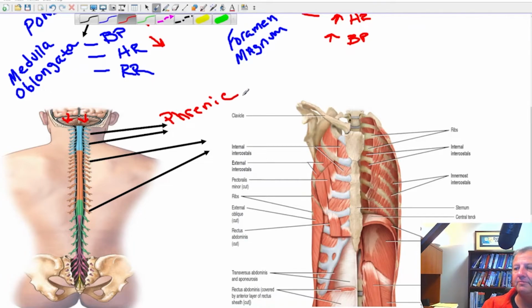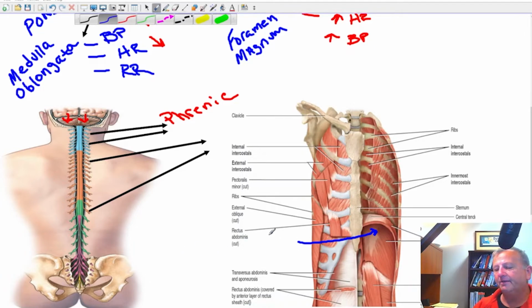Phrenic. I didn't misspell it. Phrenic nerve. And what does the phrenic nerve do? You got to know that because it'll get you on that. Well, the phrenic nerve actually stimulates the diaphragm to contract.